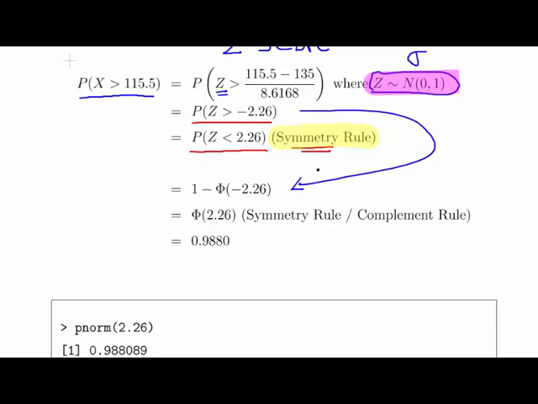1 minus phi of minus 2.26, and again that is phi of 2.26. We go from here to here using a combination of the symmetry rule and the complement rule. If you're not familiar with those, you're probably skipping too far ahead. Just go back to normal distribution questions to get those properly sorted out in your head. Anyway, the answer you should get in the long run is 0.9880, something close to that.